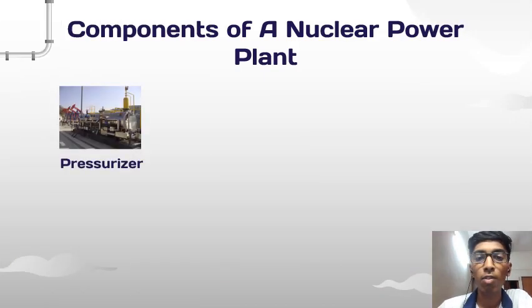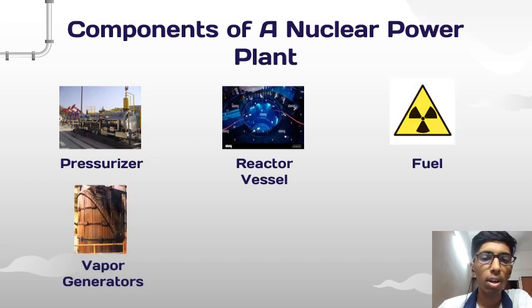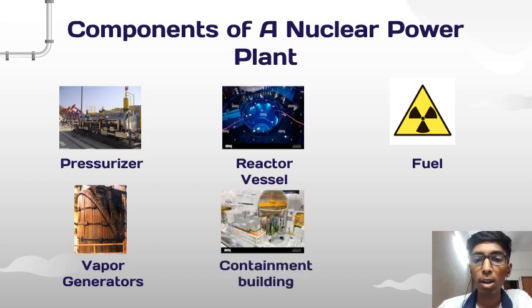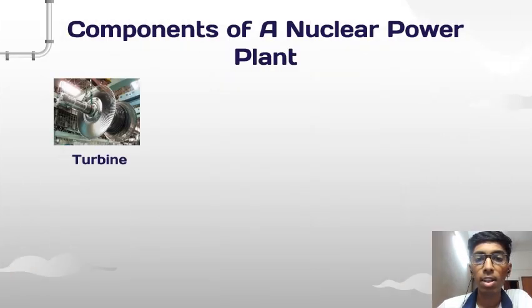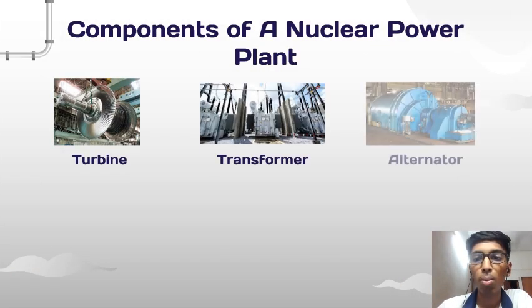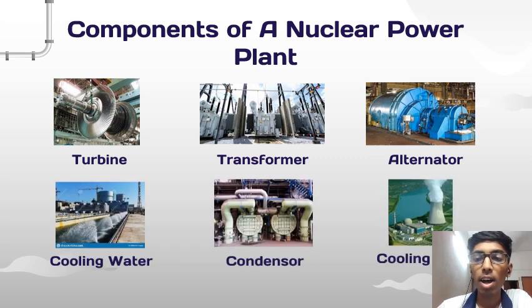And if you look at the first component, it is the pressurizer. Then there is a reactor vessel. Then there is the fuel. Generally, the fuel is uranium. Then there is a vapor generator where the vapors are generated. Containment area, control rods. Then there are the turbine, transformer, alternator, cooling water, condenser, and the cooling tower.